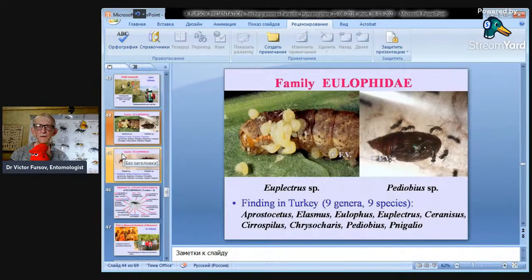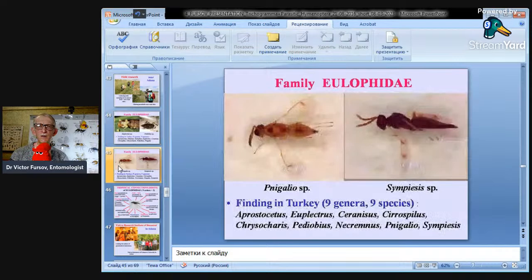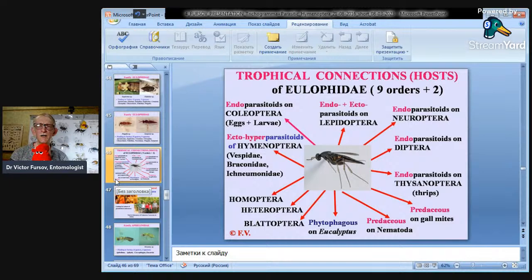Family Eulophidae, here you see some pictures with larval parasitoids and pupal parasitoids. Nine genera were collected in our material, so the biodiversity is much larger. This was not our primary subject of study, but some material was collected with different genera of the family Eulophidae. In Eulophidae, we have a wide variety of hosts, about 9 orders of insects, and some species are indicated as predaceous on gall mites and on nematode worms, as recorded in the scientific literature, definitely. They are also ectoparasitoids, endoparasitoids, and hyperparasitoids or secondary parasitoids on other different insects of 9 orders, which are indicated here on this slide.